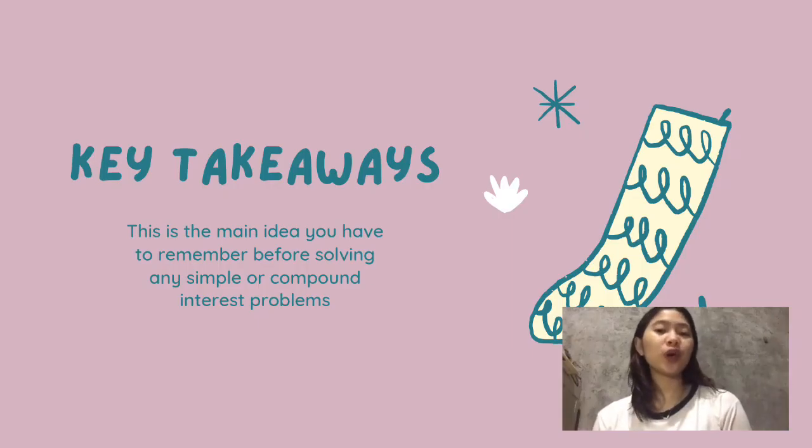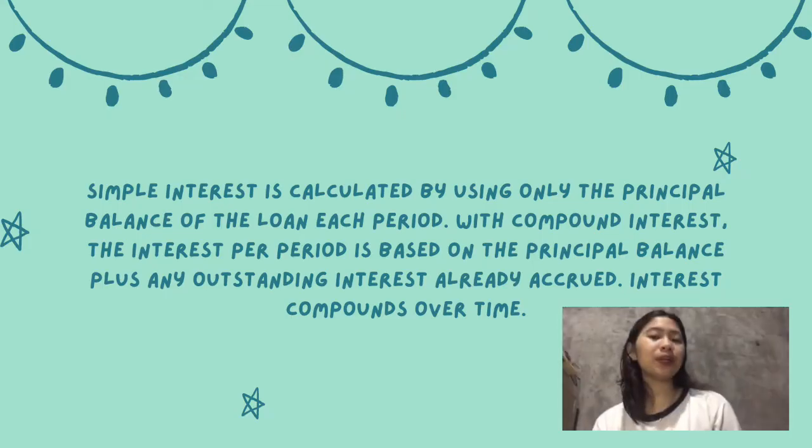We provided you 2 examples of simple interest problems and 2 compound interest problems. But even though you already know how to solve them, there are still key points to remember. First, simple interest is calculated by using only the principal balance of the loan each period. With compound interest, the interest per period is based on the principal balance plus any outstanding interest already accrued. Interest compounds over time.